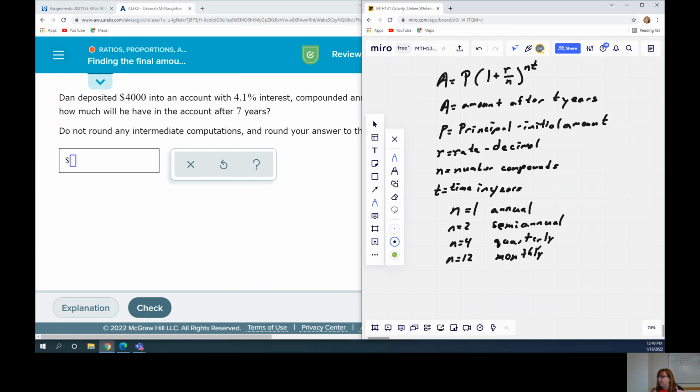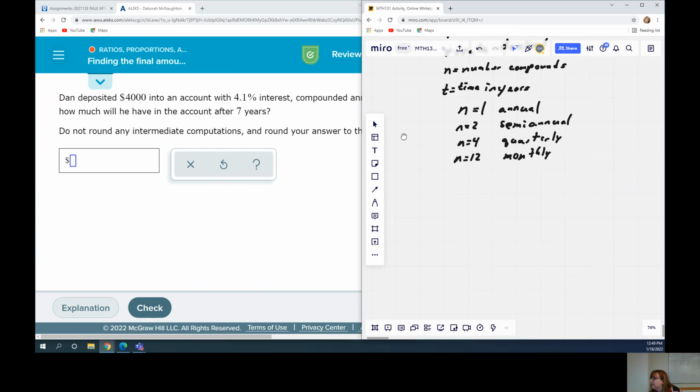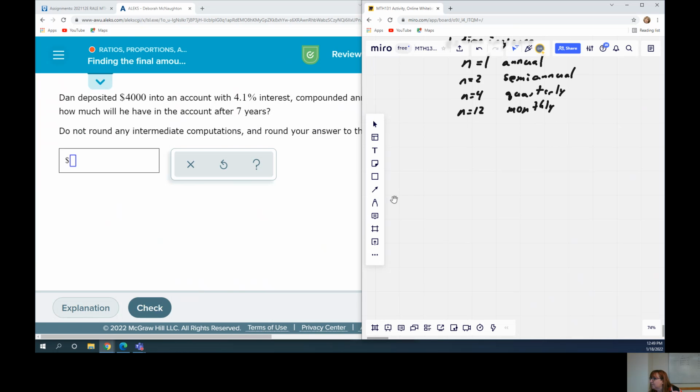All right, so now we have all of this. So let's move this up a little bit. Okay, and I'm just going to write down the formula again. So A equals P times 1 plus R over N raised to the N T, right? So in this case, A is always going to be what we're trying to find.